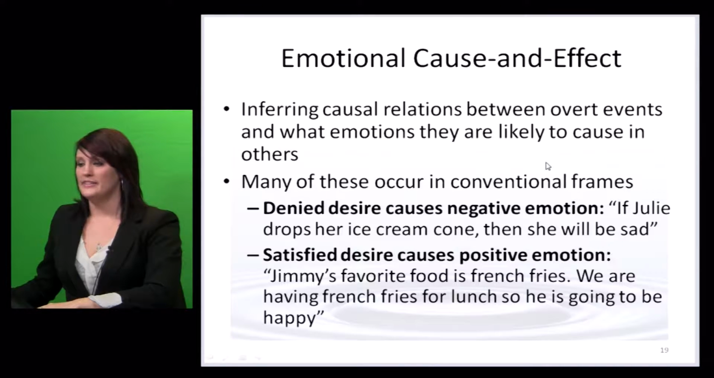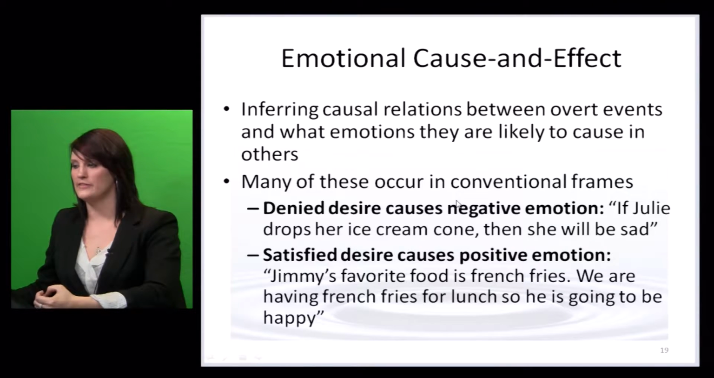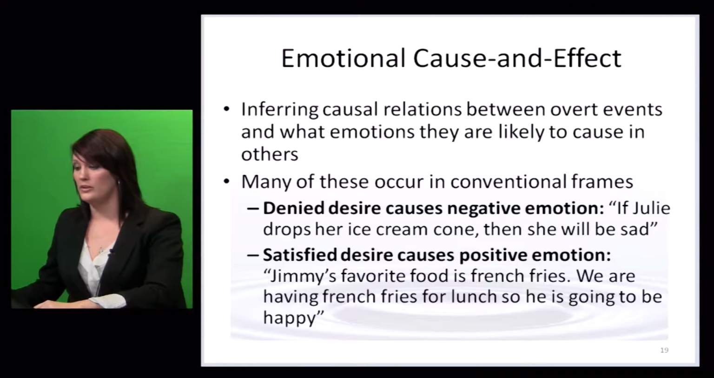Emotional cause and effect is an example of complex perspective-taking. In this case, you're inferring causal relations between overt events and what emotions they are likely to cause in others. Many of these occur in conventional frames. So if one is denied a desire, this may cause negative emotions. If Julie drops her ice cream cone, then she will be sad. Or a satisfied desire causes a positive emotion. Jimmy's favorite food is French fries. We are having French fries for lunch, so he is going to be happy.